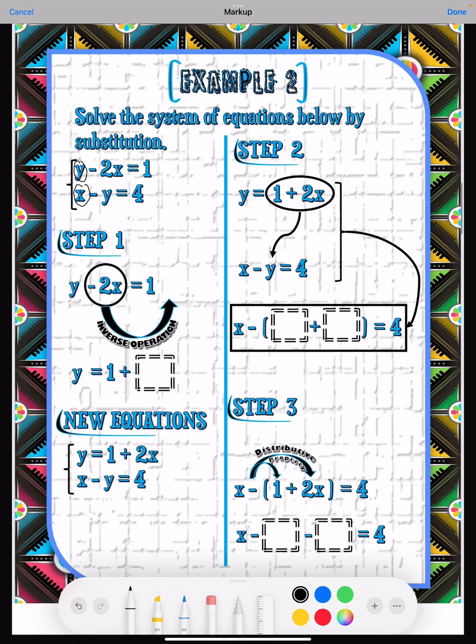I'm going to go with what they did on the paper, of course, and they got this y by itself. So they moved this minus 2x across the equal sign, which means it becomes plus 2x. And now I have these two new equations, y equals 1 plus 2x, that's the one I just made. And then x minus y equals 4 is the same one from up here.